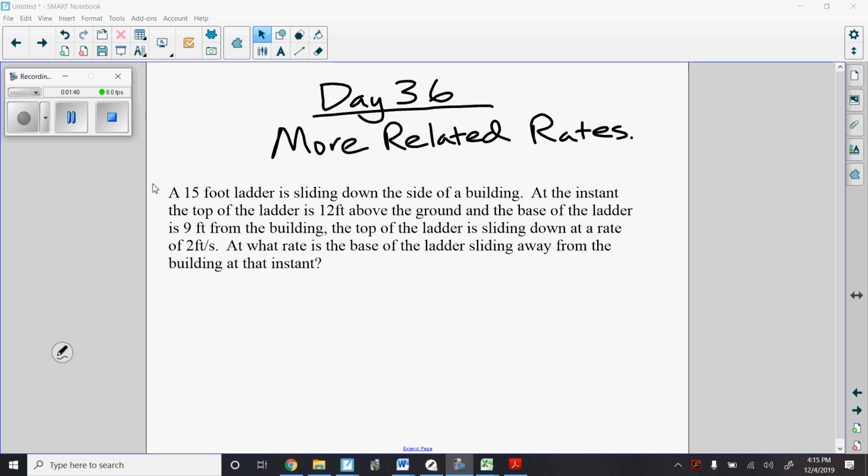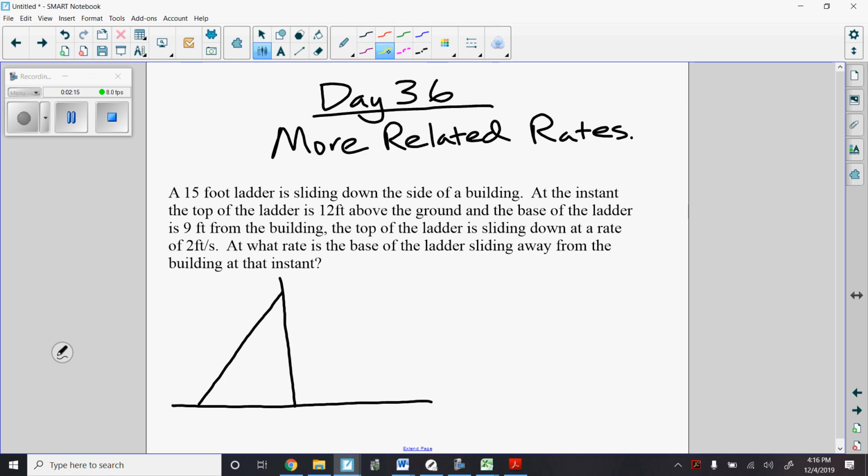So here's my building, and here's the ground. And here is this ladder leaning against the building. And what's happening here is this ladder is sliding down. So I'm going to annotate in a different color here. I'm going to use yellow to show how the ladder is sliding down, not sliding up. So it's going to look something like this.